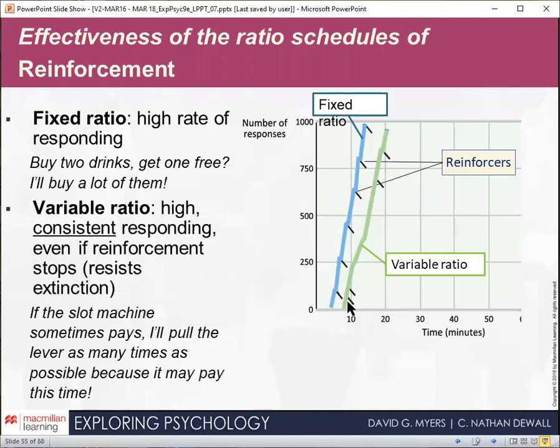pay next time. So here we see you get a reward, and then a long time seemingly passes of responding and nothing happens until he goes here. But the responding still happens. Okay, it's a very powerful schedule.